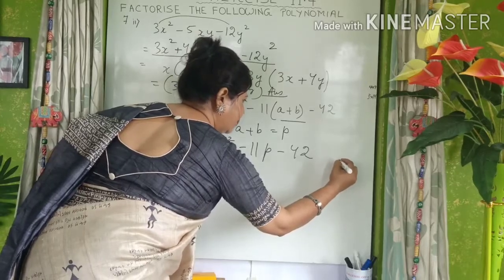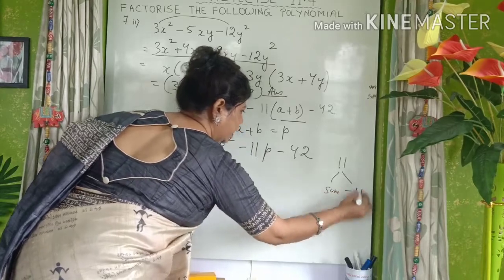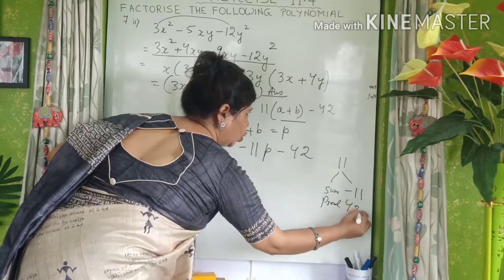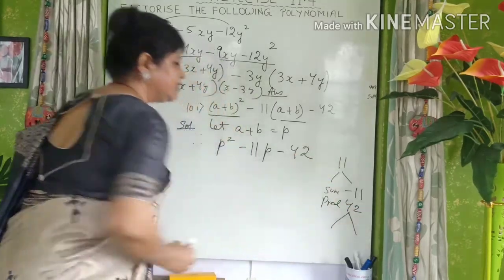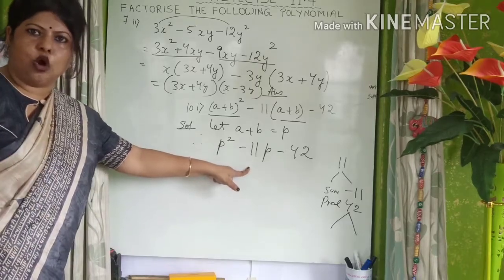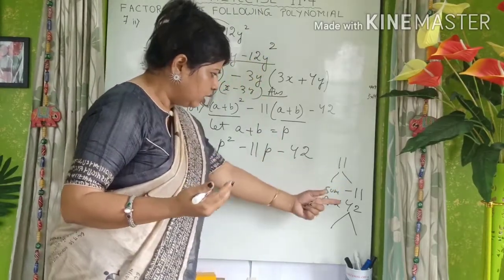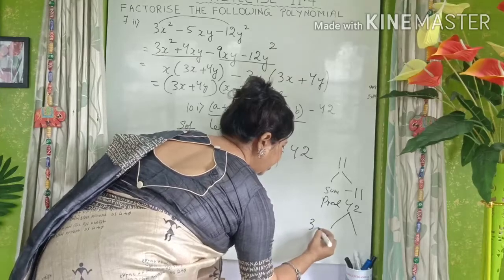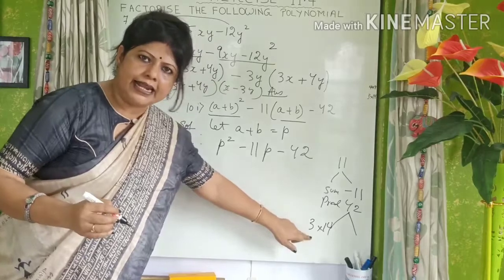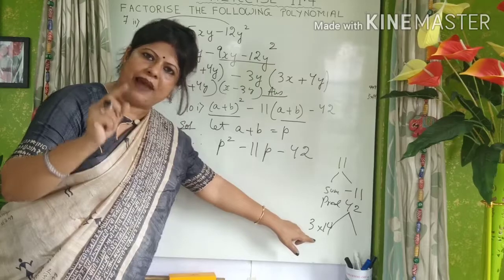So you will break up 42 in such a way that their sum you get as minus 11 and their product you get as minus 42. So break up 42 in such a way so that you get back 11. 42 will go by 2, it will go by 3. 3 into 14. Why did I take 3 and 14? Because when you subtract 3 and 14, you will get back 11.